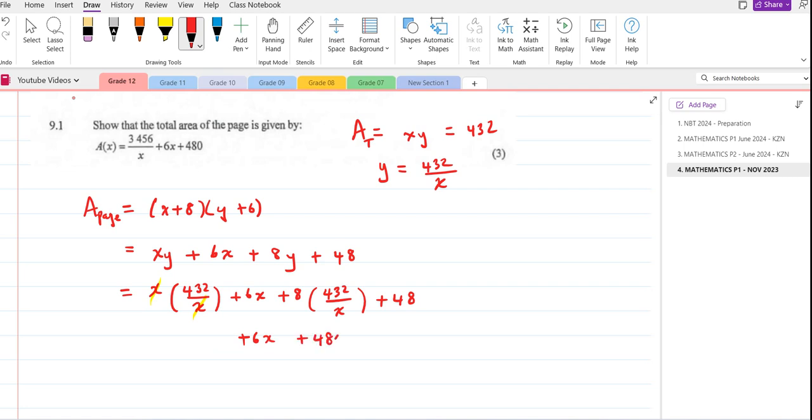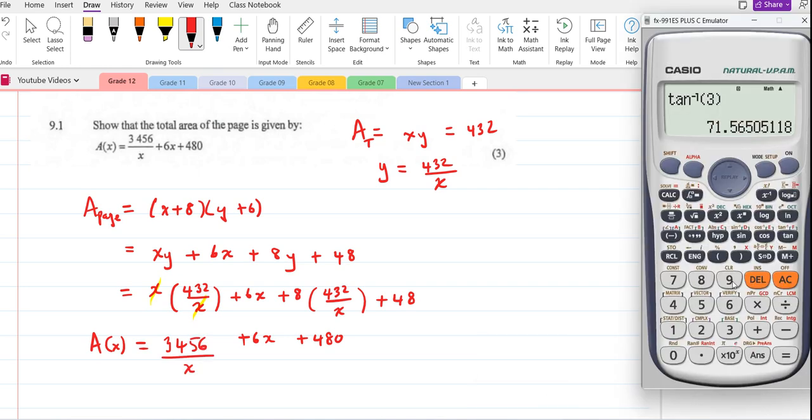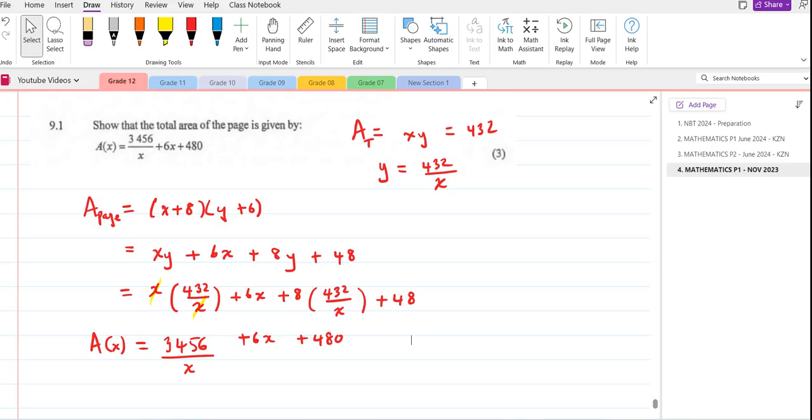So the area in terms of x is now equal to 8 times 432. You should get 3456 over x. Let's check that out. 8 times 432, 3456. Right, perfect. Everything works out. Moving on to the next one.